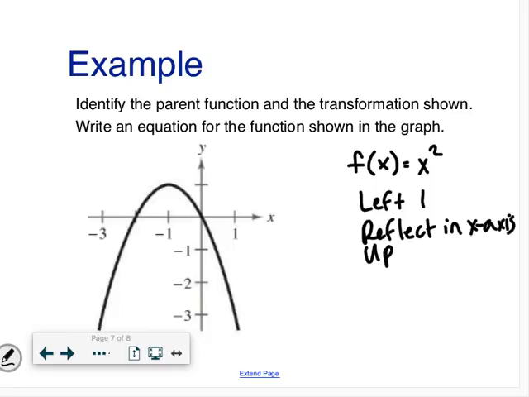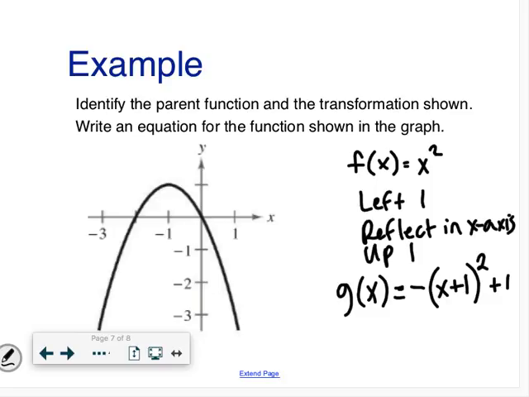So I'm going to call it g of x just because f of x is my parent function. I wouldn't take off if you wrote f of x right there, but g of x equals, reflecting over the x-axis is a negative in the front. I have to have a group of parentheses for my left 1. That should be x plus 1. It's the opposite of what you might think. Square it so that it looks quadratic, and then up 1 we said, so plus 1 in the back.